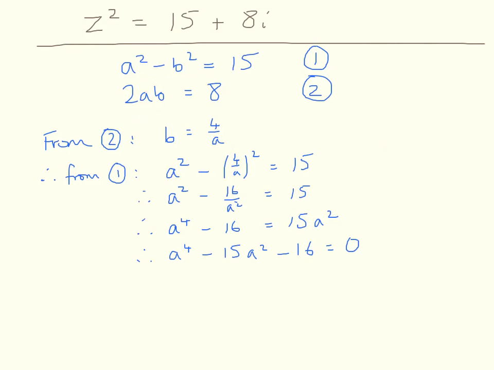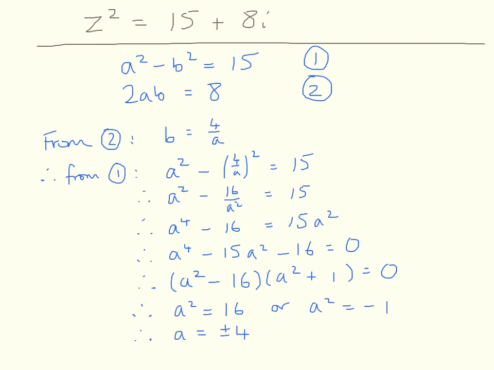So we've got a quadratic in a squared. Let's hope we can factorise it. A squared equals 16, or a squared equals minus 1. But remember that a has to be real. So a can be plus or minus 4, but there are no solutions from the second part.